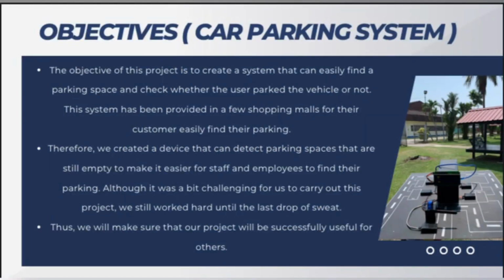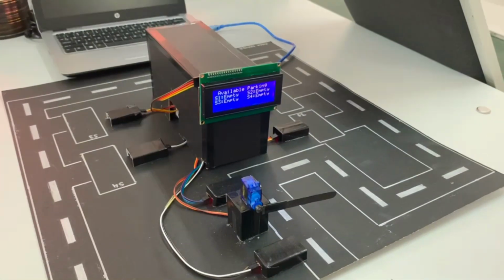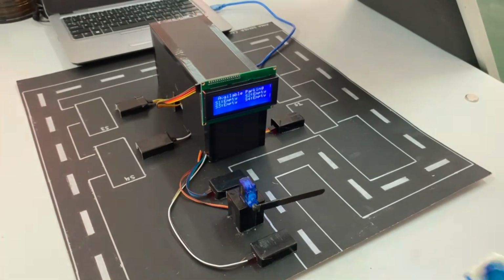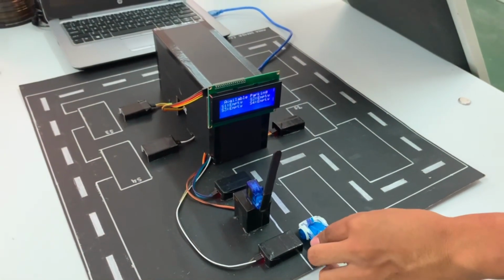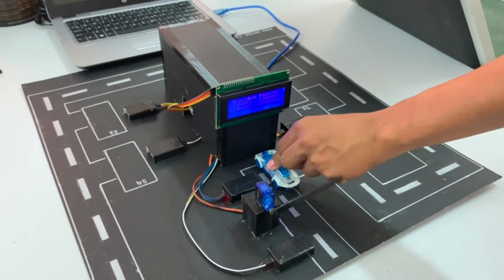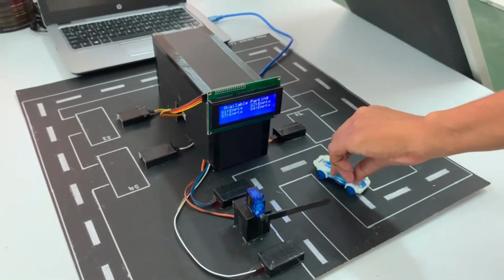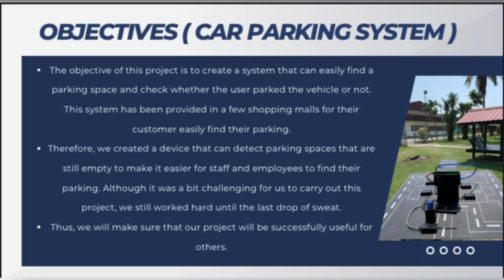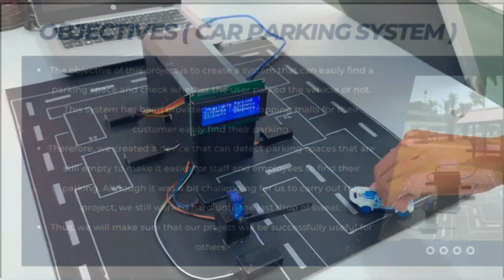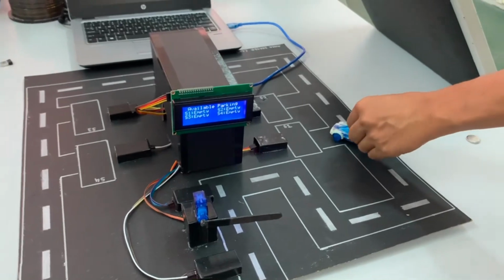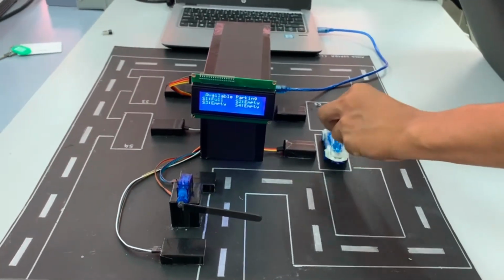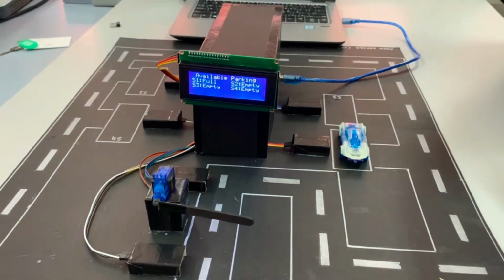My objective about this project is to create a system that can easily find a parking space and check whether the user parks the vehicle or not. This system has been provided in a few shopping malls for their customers to easily find their parking. Therefore, we create a device that can detect parking spaces that are still empty to make it easier for staff and employees to find their parking.